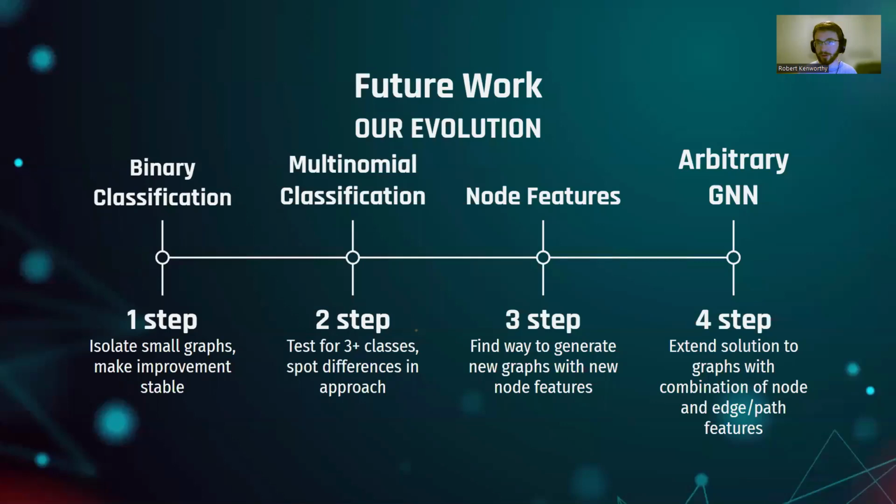Let's talk about what we're planning on doing in the future. What we did now is just binary classification, but we want to expand that to multinomial classification, which generates different types of graphs, and see if that leads to improvements. Then what we would want to do is introduce node features and see if we can do that, and then try to do that just for any arbitrary GNN.